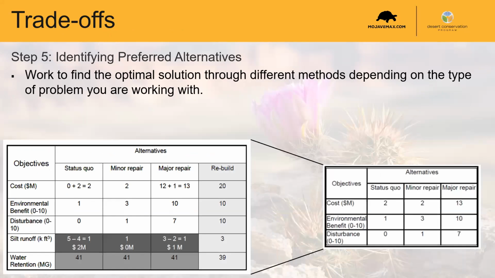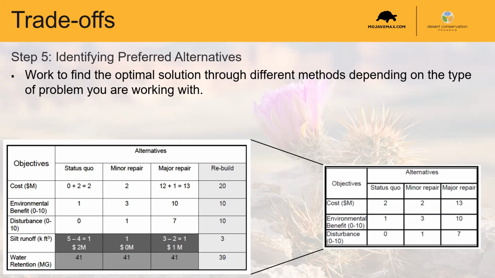And then step five is identifying your preferred alternative. It's kind of the trade-off step where you're trying to narrow things down. So this is one of the models from before. This is for building a dam or repairing a dam. You can see the rebuild option is never the best option in any case. When you remove that option, water retention is the same, so you can remove that option. Silt runoff has a monetary cost, so that can be rolled into the cost of the project. And so we end up boiling down into a much smaller version of things to make our decisions off of.